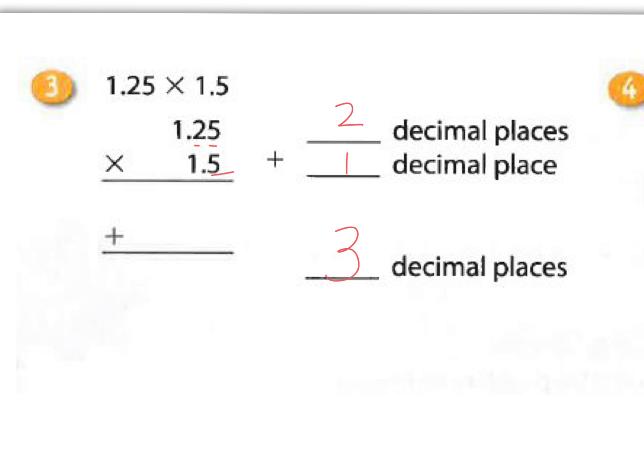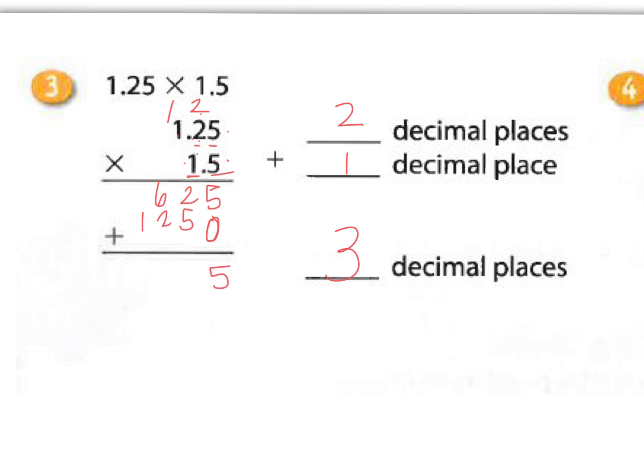So now we're going to multiply this just like it's whole numbers. So 5 times 5 is 25. 5 times 2 is 10, plus 2 is 12. 5 times 1 is 5, plus 1 is 6. Bring down the 0, because now we're going to multiply this place. 1 times 5 is 5. 1 times 2 is 2. 1 times 1 is 1. So now we can add these.